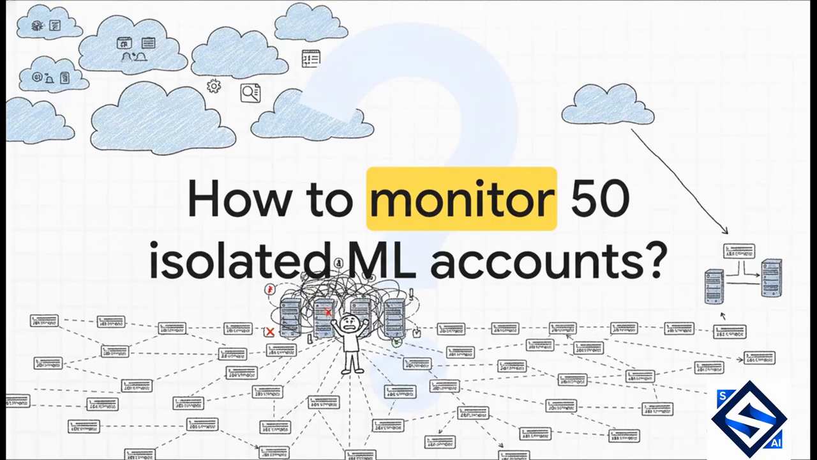So picture this reality for a growing enterprise. You don't just have one data science team working in a single environment anymore. You've got multiple teams, probably spread across totally different business units, operating in 50 or more isolated cloud accounts. Now, suddenly someone reports a failed model training job. How exactly do you track it down?